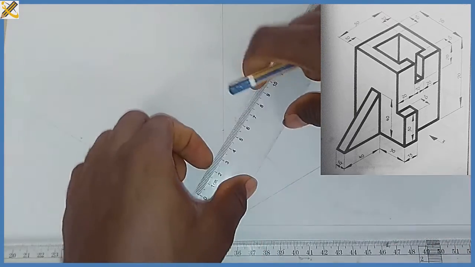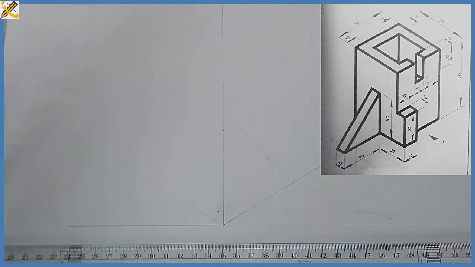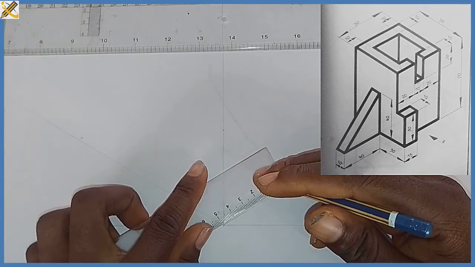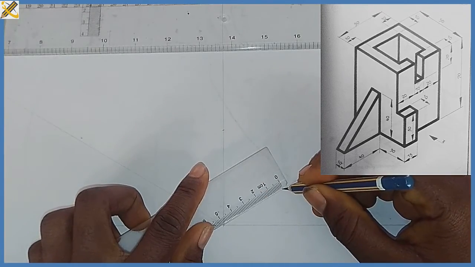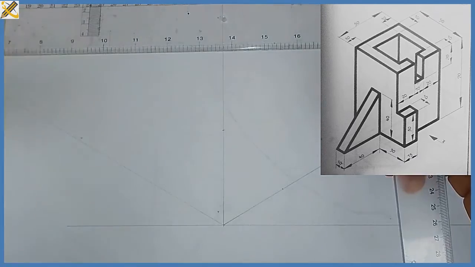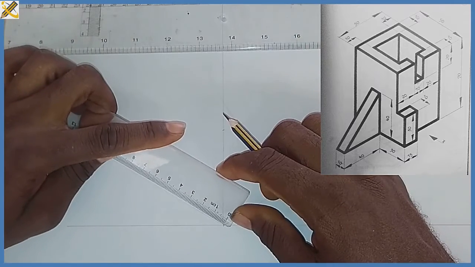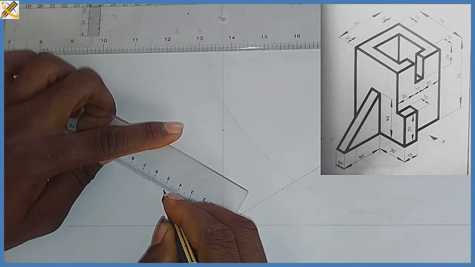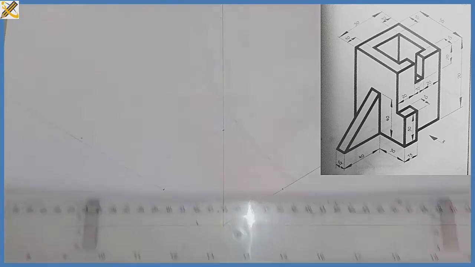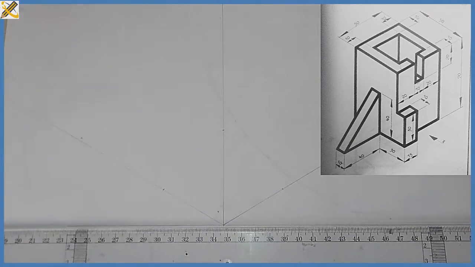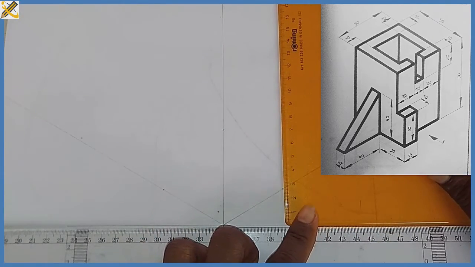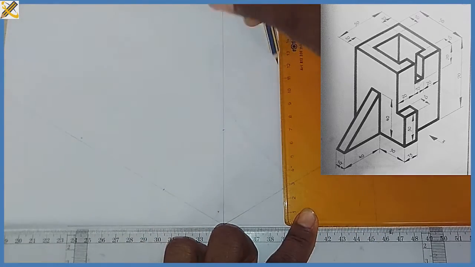Okay, then the dimension towards this area is 50. So I'm going to pick the mark of 50 right here. Then towards this axis also the dimension is 50. So from this junction I pick the mark of 50 also. So doing that, I'm going to project those areas which I measured just now. From this area, the mark of 50 there, I'm going to project it vertically.